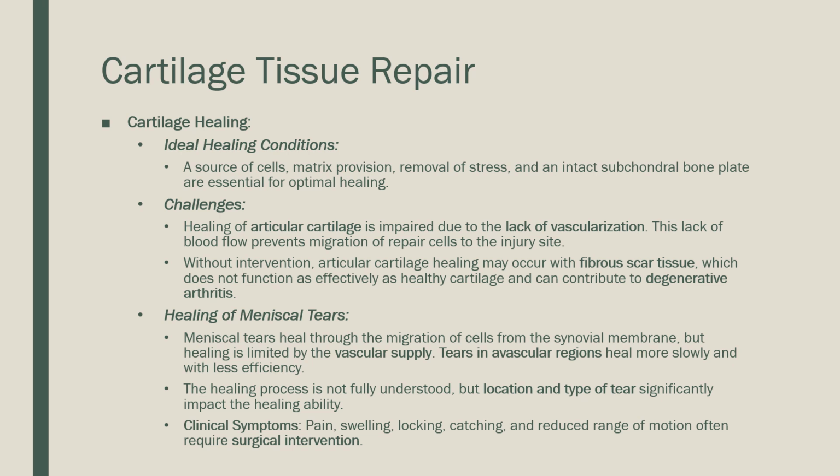Cartilage provides compression strength due to the proteoglycans, which bind water to regulate matrix hydration and play a critical role in reducing stress and providing smooth joint movement. Ideal conditions for cartilage healing: a source of cells, matrix provision, removal of stress, and an intact subchondral bone plate are essential for optimal healing.